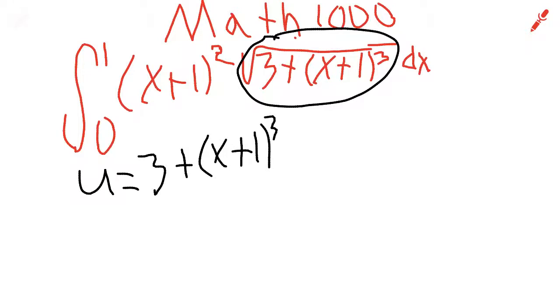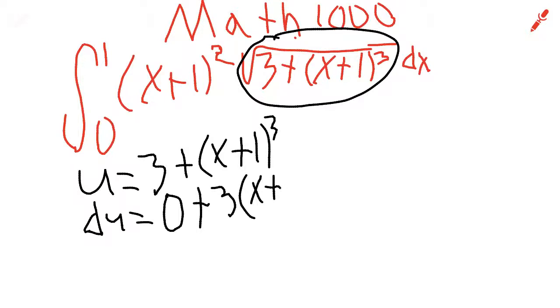Now, to get this, we need to do the derivative of u to get du. So, we know that the derivative of a constant will always be 0. So, this is 0 right here. Now this one we have to do chain rule. So for chain rule we do 3 times (x plus 1), because what's inside stays the same. Then we subtract 1 from the exponent, so this will be 2. And then times the derivative of what's inside, so that will be just 1. And don't forget the dx. So in general we'll have du equals 3 times (x plus 1) squared dx.